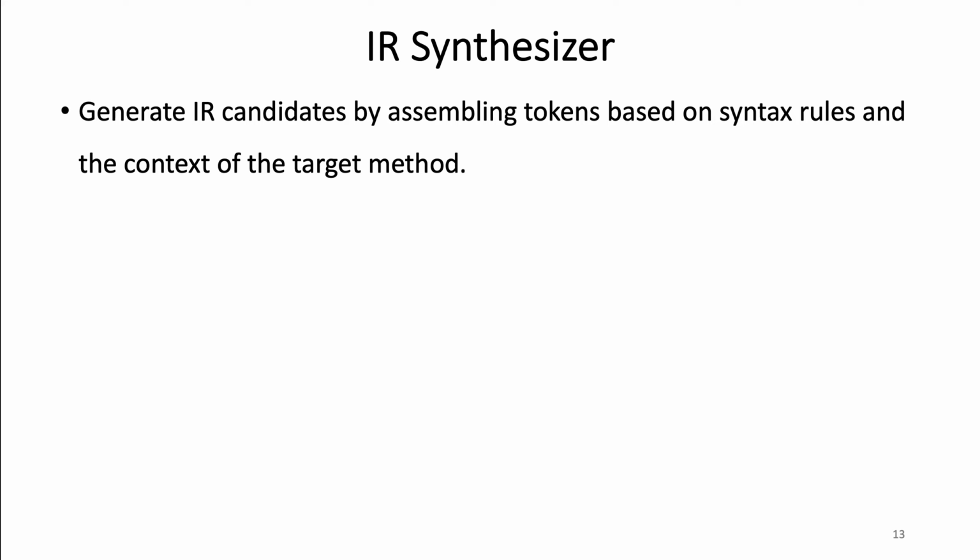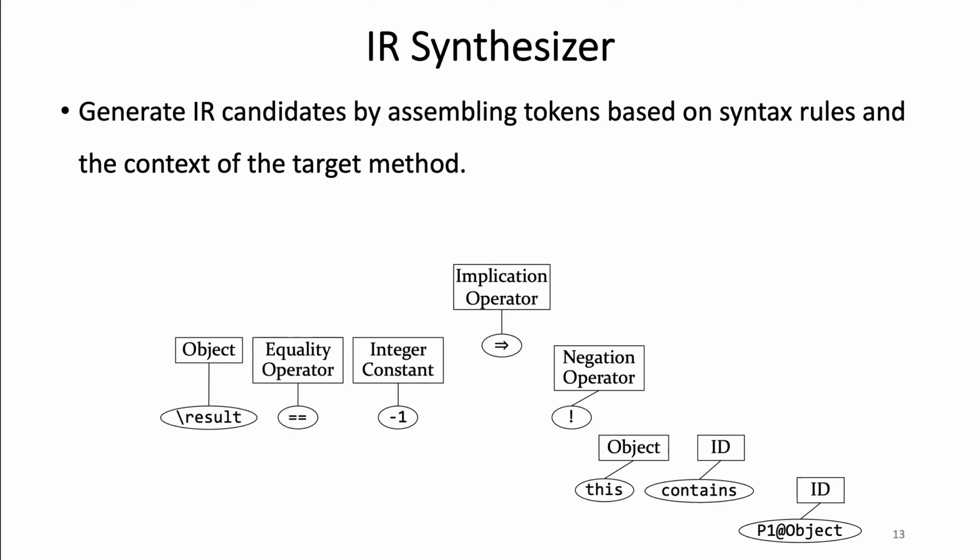Given a method with comments, we will first extract all tokens that are associated with the natural language words in the given comment, and then we will generate candidates by assembling tokens based on syntax rules and the context of the target method. I will use an example to show this process. Initially, we have these tokens. Here, \result is a keyword used to represent the return value of a method. Contents here is a pure method used to encapsulate some primitive action, which is called a method placeholder in our system.